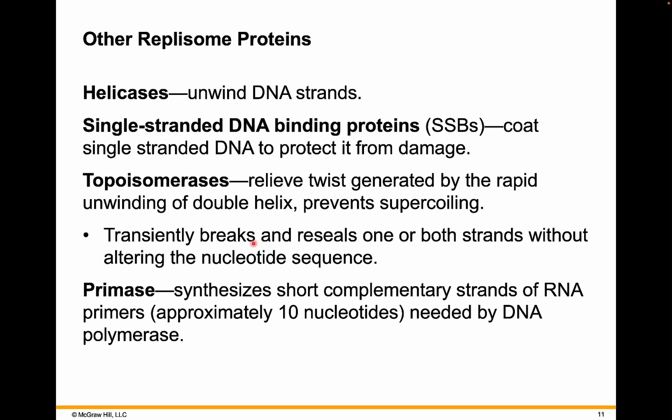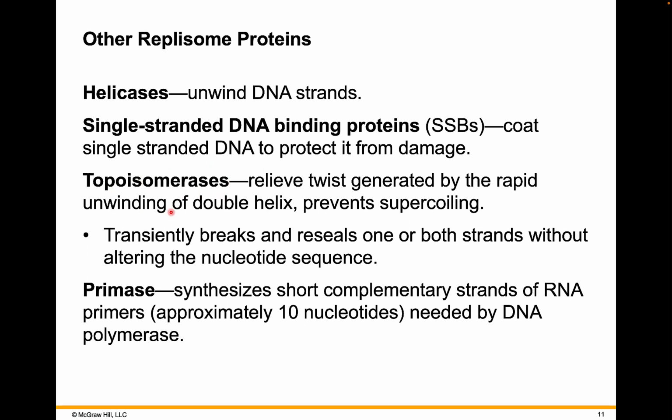Now here is a little bit of detail: the helicase unwinds the DNA strand, the SSBs coat the single-stranded DNA to protect it from damage, and now you have these topoisomerases. Topoisomerase is a class of enzyme; there are topoisomerase 1, 2, 3, 4, and their function is to relieve the twist generated by rapid unwinding of the double helix, which prevents supercoiling, and they transiently break and reseal one or both strands without altering the nucleotide sequence. And we are going to see that the DNA gyrase is a class of topoisomerase as well.